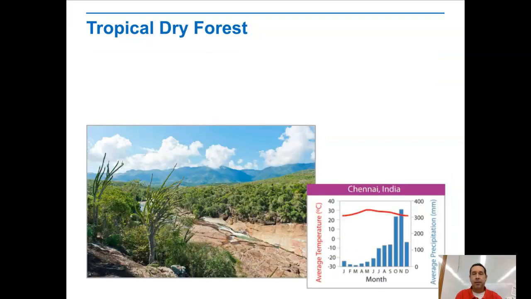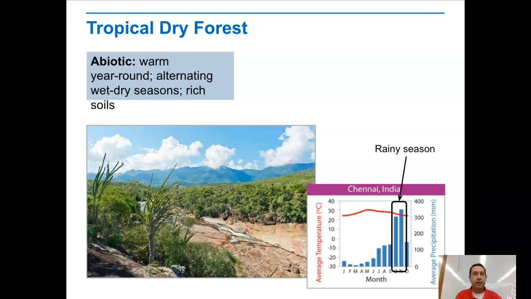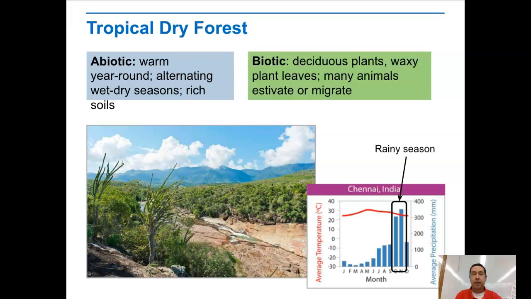The tropical dry forest has a dry season, basically. That's the difference. Again, relatively warm, but during the winter and spring months, there's very little rainfall. And then at the end of spring, beginning of winter, or end of summer, beginning of winter, you get a lot of rain. You get the monsoons. So it has a rainy season. So warm year-round, alternating wet and dry seasons, but very rich soils.